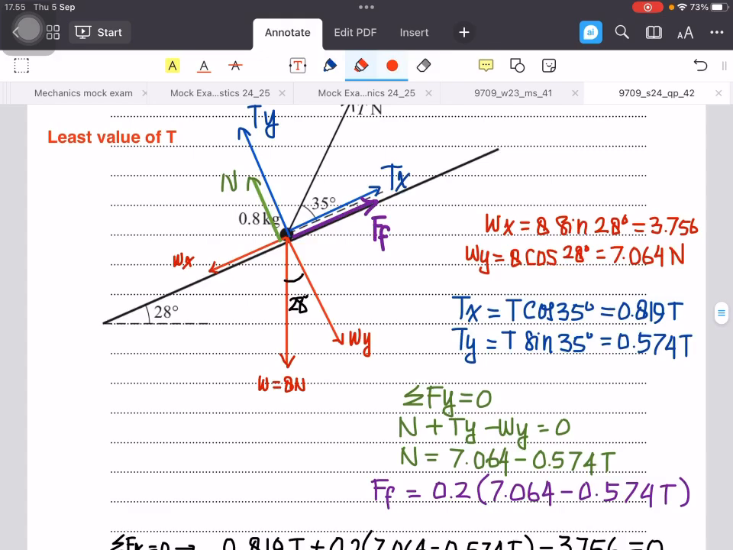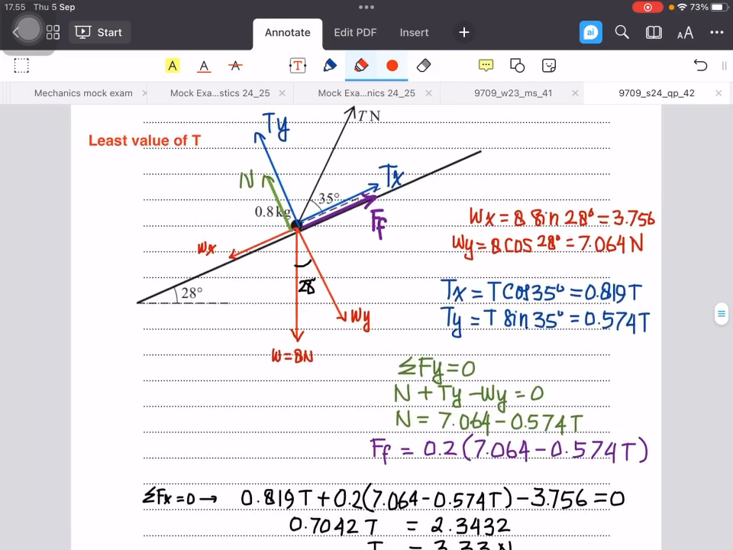The friction itself can be found using the formula mu times N. So 0.2 is the coefficient of friction. The normal contact force is 7.064 minus 0.574 newtons. And then using this diagram, in the x direction, the net force is equal to 0 because the particle is in equilibrium.